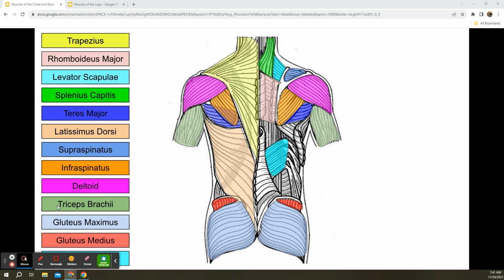We have three lateral heads located in our arm. Again, brachii refers to arm, and this one extends down the forearm into the elbow.